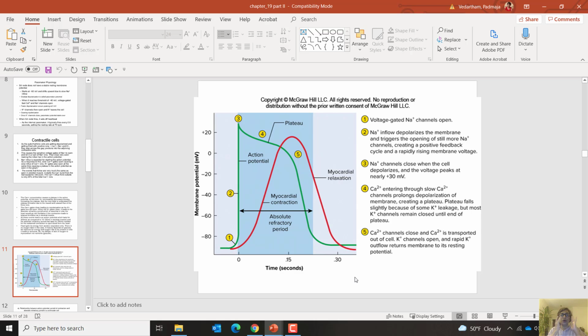So again, in short, let's summarize this quickly. We have autorhythmic cells or pacemaker cells, which constitute 1% of the cells, and the remaining 99% are the contractile cells.